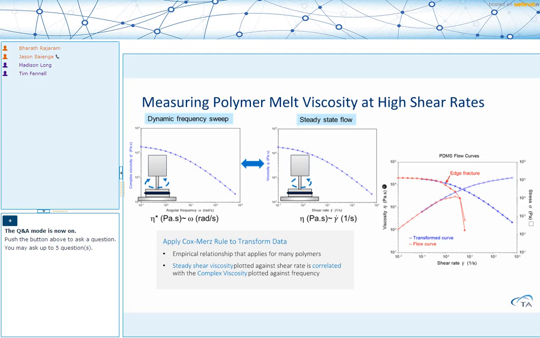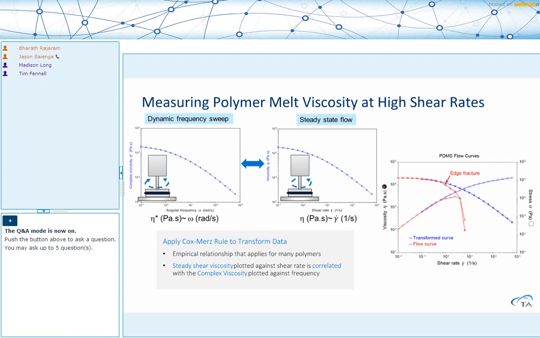So we're looking at PDMS in this case. The red curve shows viscosity data that's obtained through a traditional flow experiment. And we can see as we start to get to a shear rate of about 1 to 10 in that range, there's deviation from the expected trend, and that's because of edge fracture, and that is not desirable. So that imposes an upper limit on how high we could go in shear rate through traditional testing methods alone.